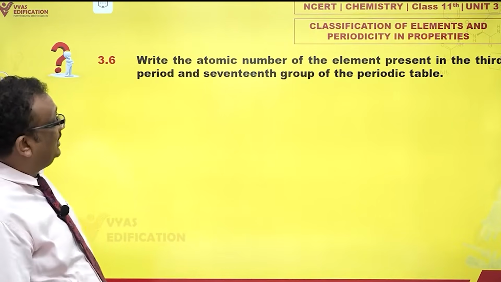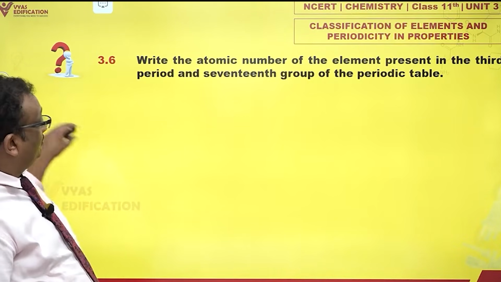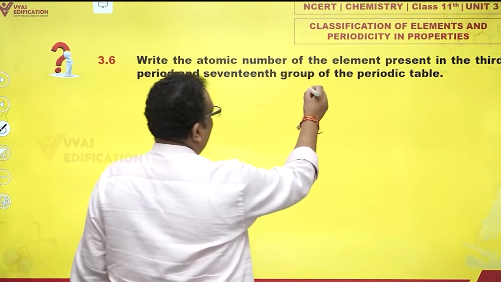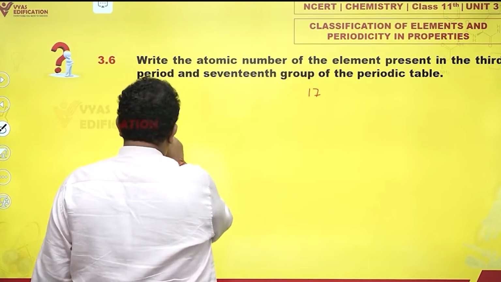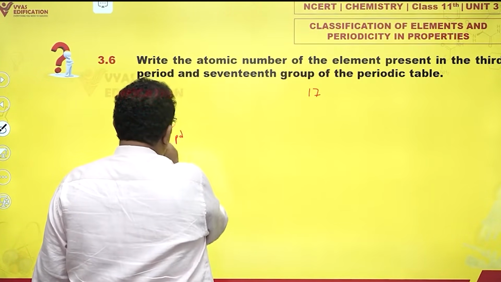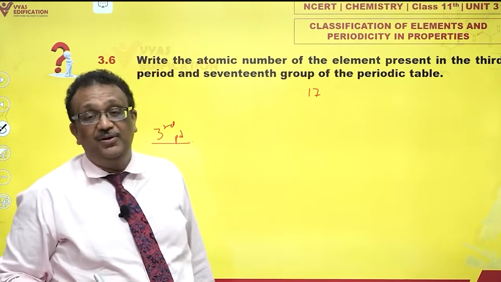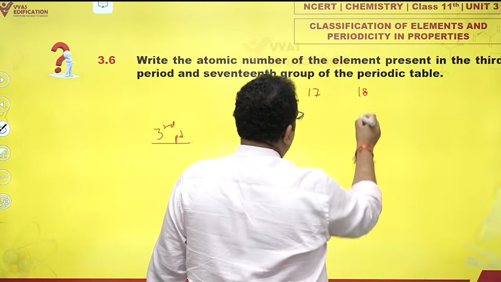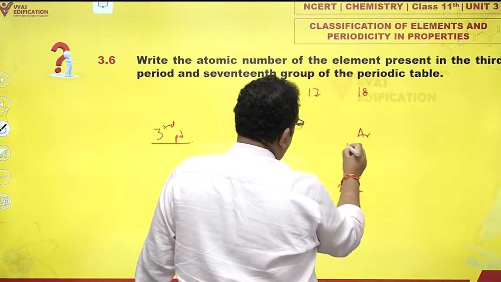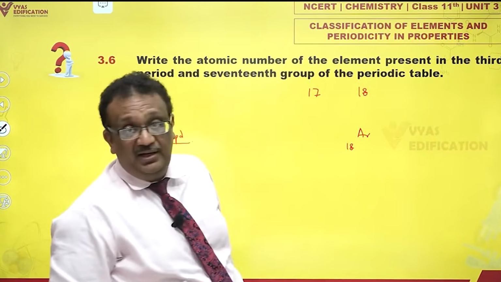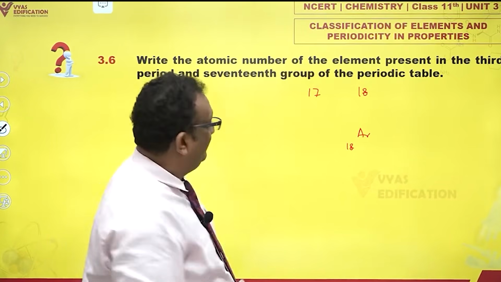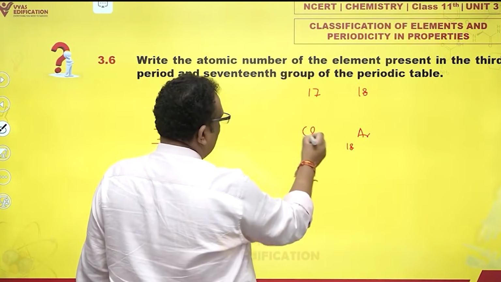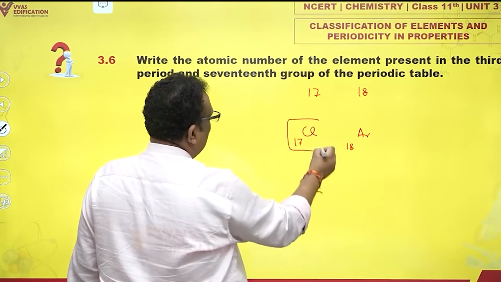Write the atomic number of the element present in the 3rd period and 17th group. Now group 17 and 3rd period. I always encourage you, remember the noble gases. 3rd period noble gas is argon. Argon has atomic number 18. If argon is atomic number 18, one before that is chlorine with atomic number 17.